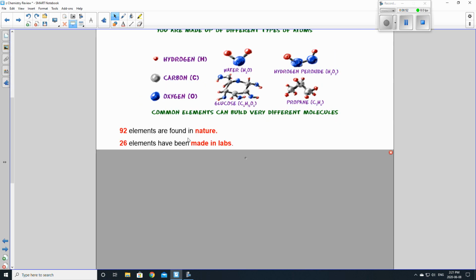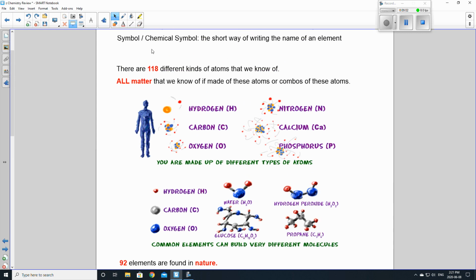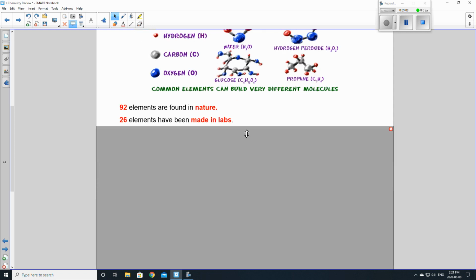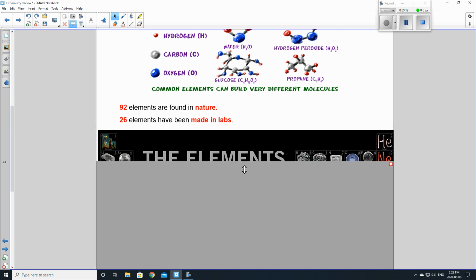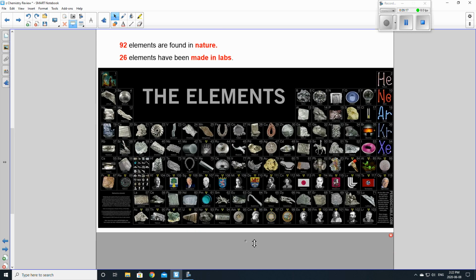So 92 elements are found in nature. 26 elements have been made in labs. These are some good numbers to know, the ones that are in red. So 118 atoms, 92 elements are found in nature, 26 have been made in labs, because the others are too rare. It's very difficult to find them in real life. Next up. Here's a picture of the elements, right?